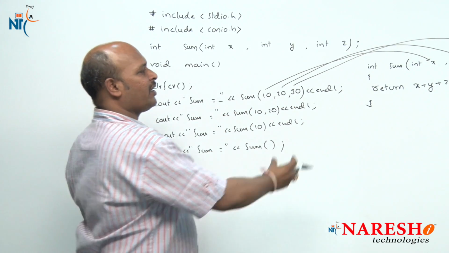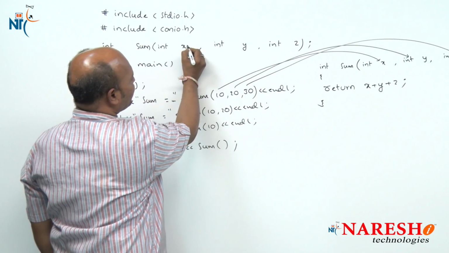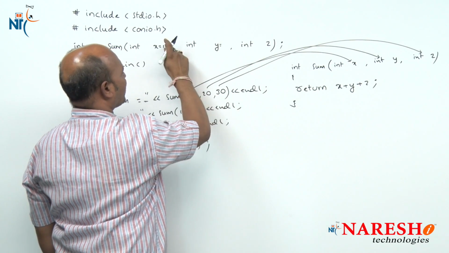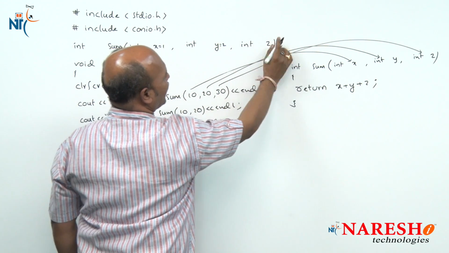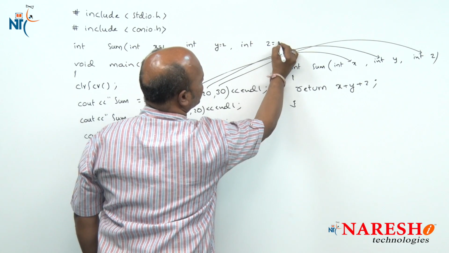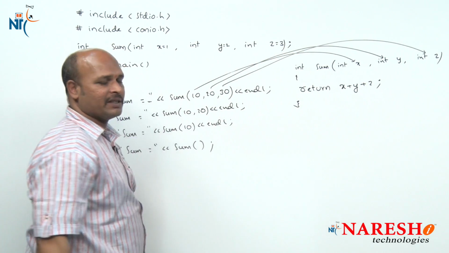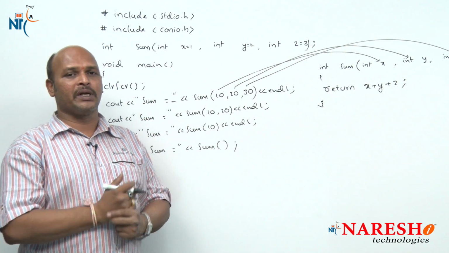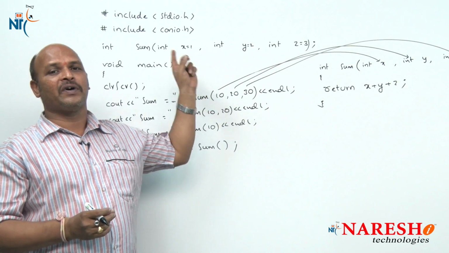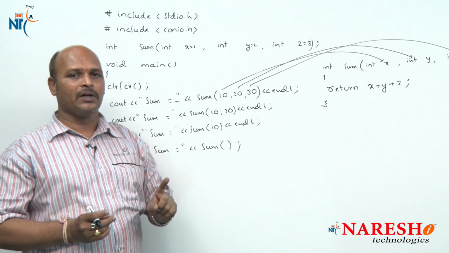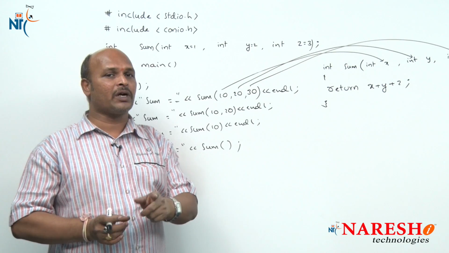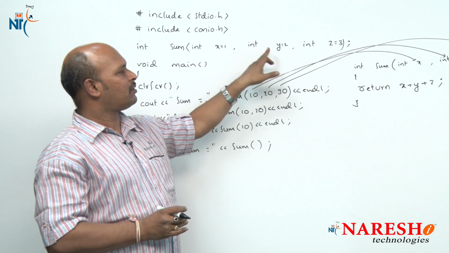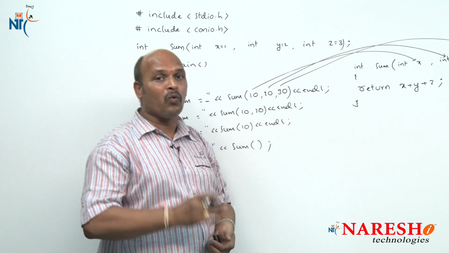For example, here I am going to declare x equal to 10, suppose y equal to 20, or x equal to 1, y equal to 2, and z equal to 3. Suppose I have mentioned the prototype like this. Because there is a rule, the default parameters should be initialized at the time of function declaration. It is the rule for functions with default arguments. That is why, at the time of declaration, I have initialized x with 1, y with 2, z with 3.